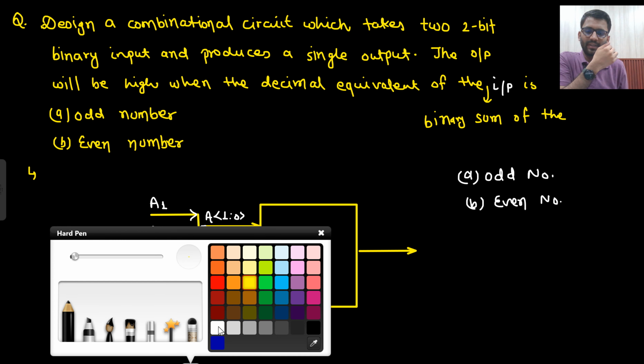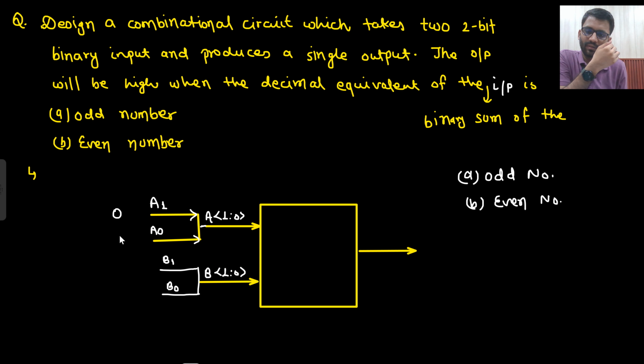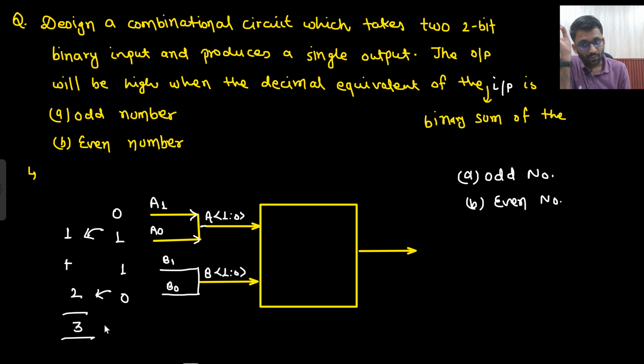So let's say this is my input 0 1 1 0. I am saying A1 is my MSB and A0 is my LSB. So what does this represent? 1. And what does this represent? 2. 1 plus 2 is 3. So it is 3. So if it is an odd number, it will be high. This is what our first question is saying.